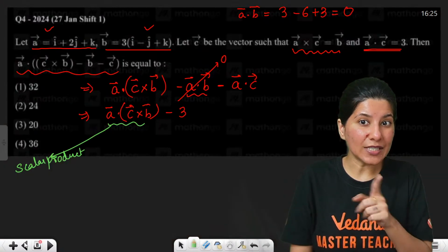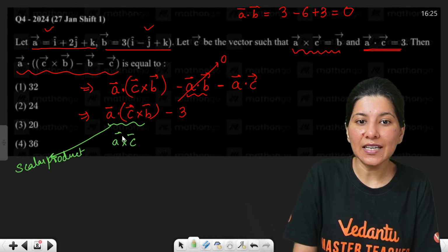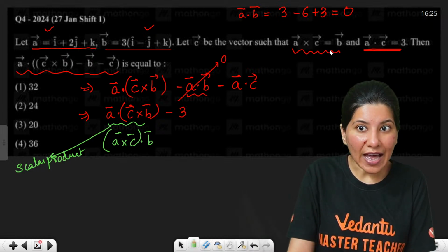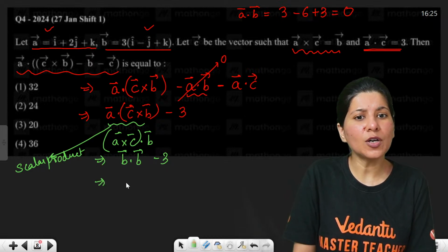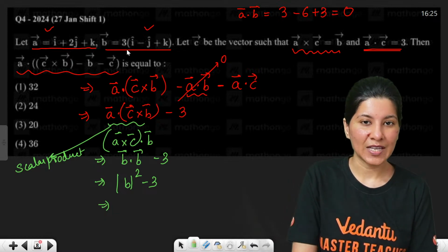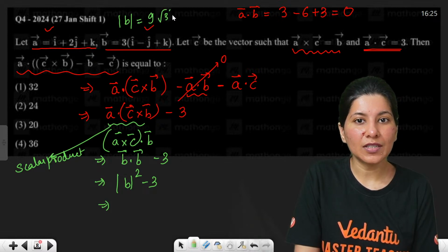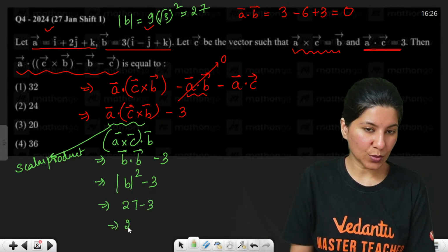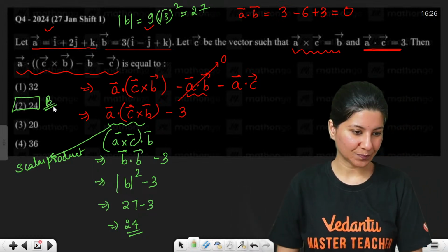So now A cross C is given. Why am I doing that? A dot C cross B I am going to write as A cross C dot B, correct? Now A cross C we have right here, it is B. So B dot B minus 3 is your answer. B dot B is what? Magnitude of B square minus 3 is your answer. Magnitude of B square, come on. This is going to become 27. Magnitude of B will be 9 into root 3 square, that is going to be 27. So 27 minus 3 is equal to 24 will be absolutely right. Option B is absolutely correct.